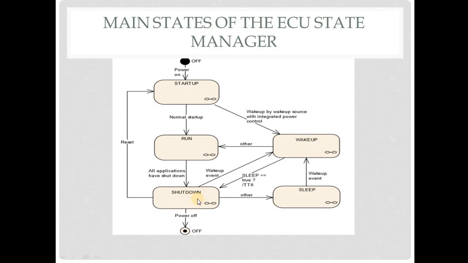In the shutdown state, we have 3 shutdown targets, which we call sleep, off and reset. This shutdown target will be provided by the software component or other BSW module which requires the shutdown. So based on that, in the shutdown state, the target is selected. The target might be sleep state, off state or reset.